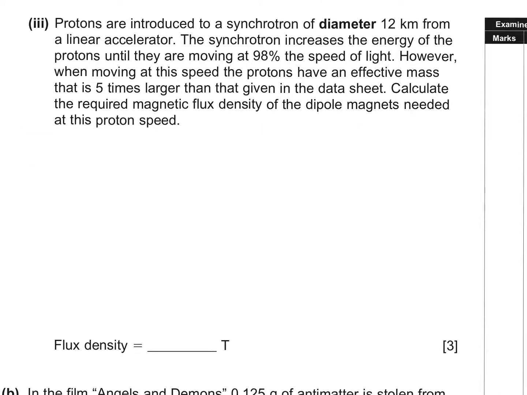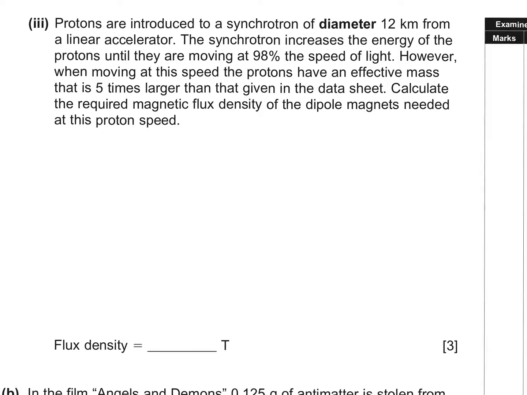Part 3. Protons are introduced to a synchrotron of diameter 12 kilometers from a linear accelerator. The synchrotron increases the energy of the protons until they are moving at 98% of the speed of light. However, when moving at this speed, the protons have an effective mass that is 5 times larger than that given in the datasheet. Calculate the required magnetic flux density of the dipole magnets needed at this proton speed.